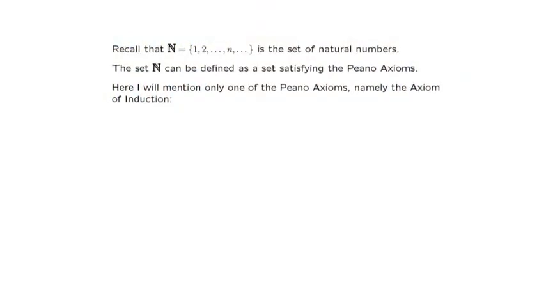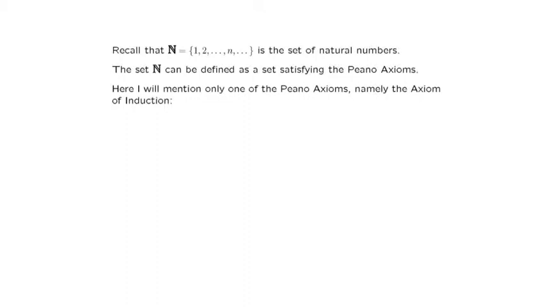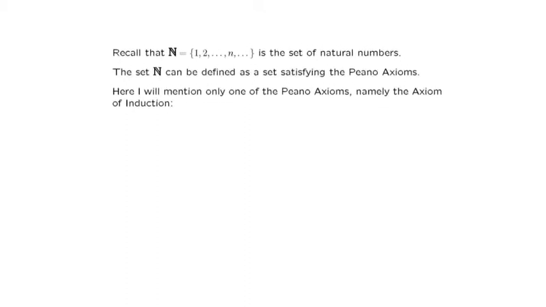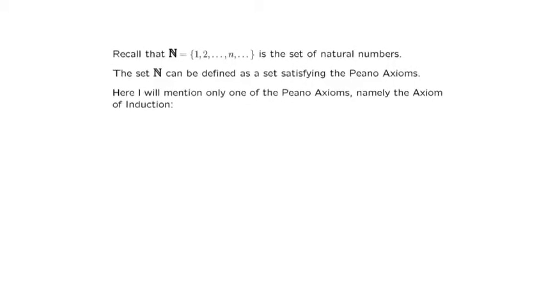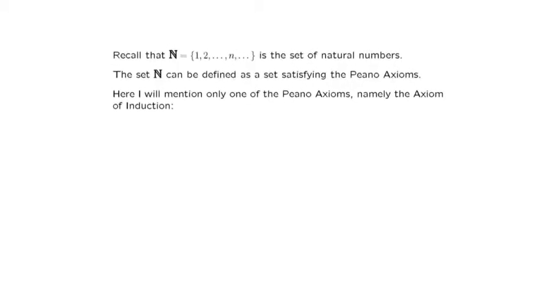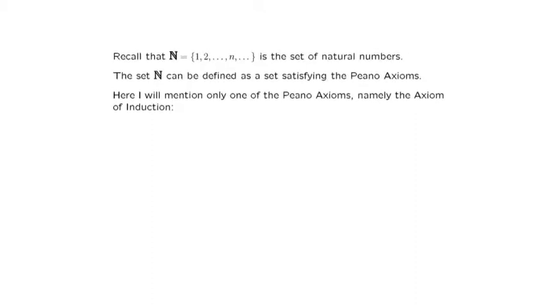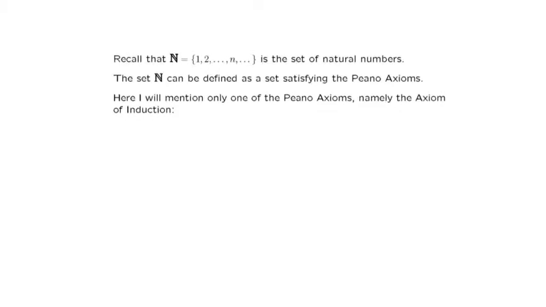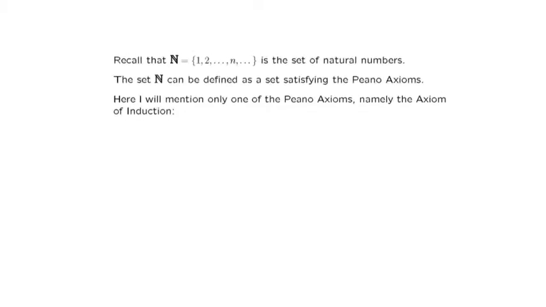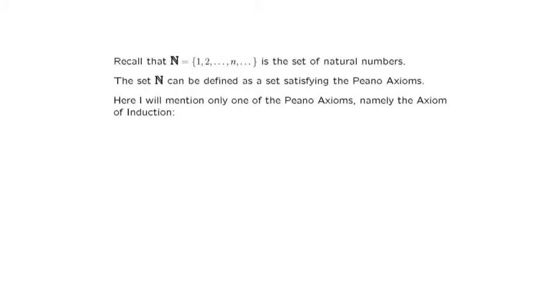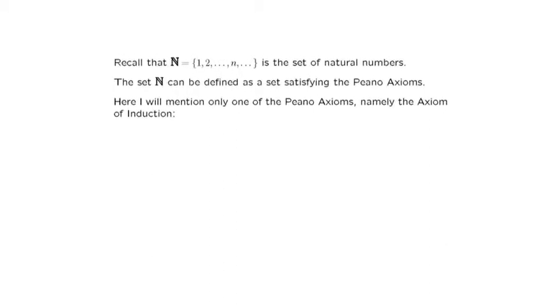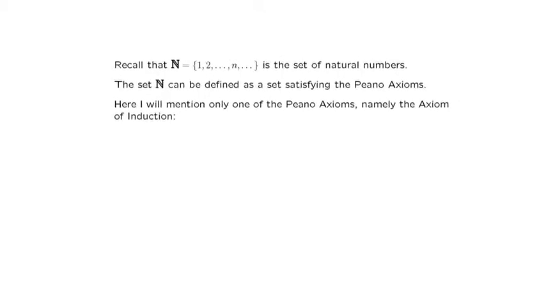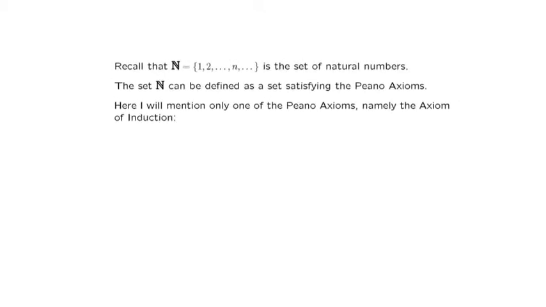We recall that the set N of natural numbers is the set consisting of 1, 2, 3, 4, up to n, and so on. So the set N, as we just said, can be defined as a set which satisfies the Peano axioms. Here I will mention only one of the Peano axioms, namely the axiom of induction.